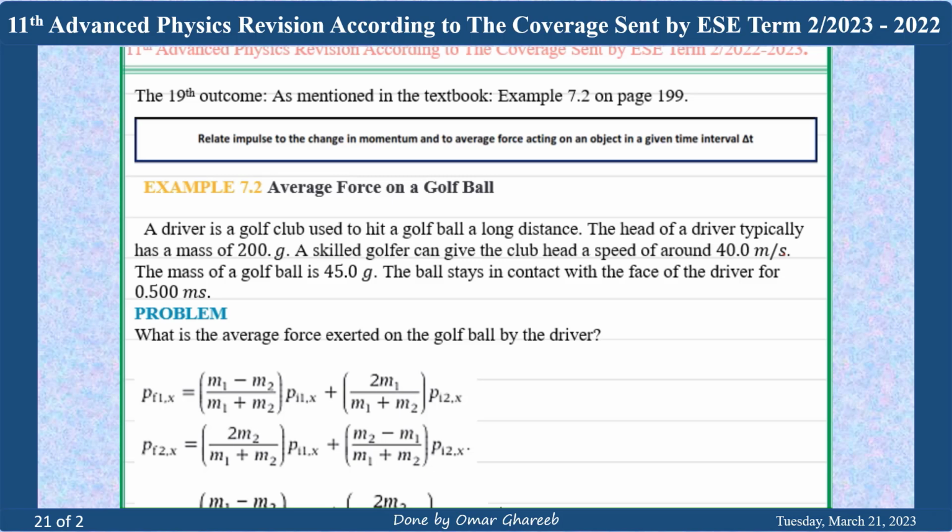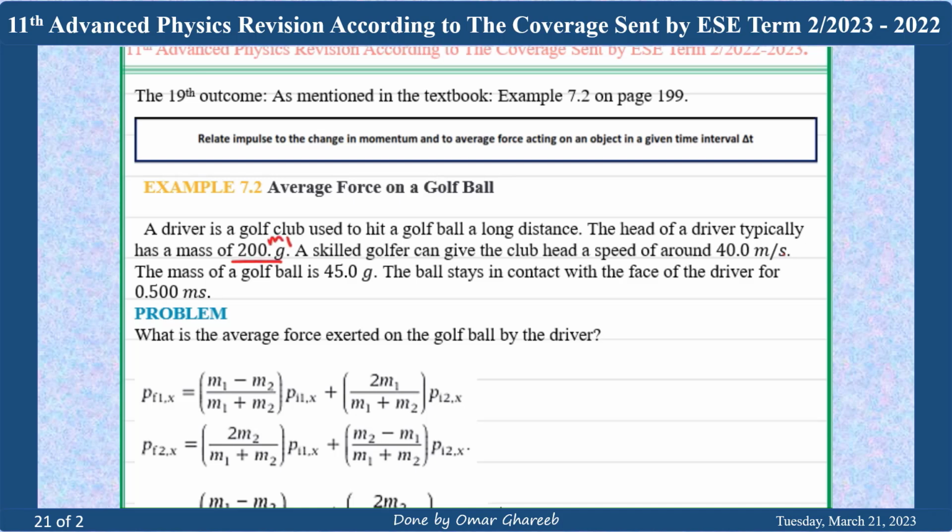For outcome number 19, we need to relate impulse to the change in momentum and to the average force acting on an object in a given time interval while two objects are in collision. Now, a driver is a golf club used to hit a golf ball a long distance. The head of the driver typically has a mass of 200 grams. This is the mass of the club. Let us name it M1.